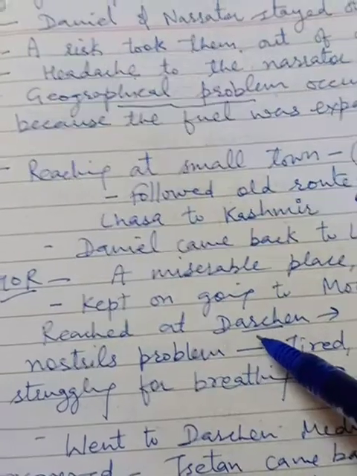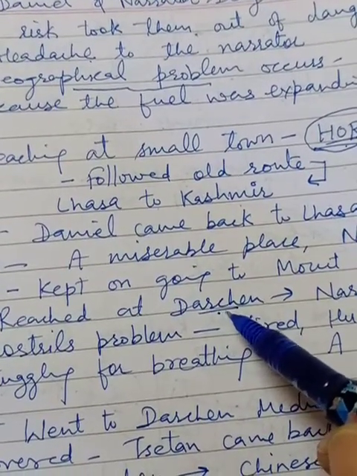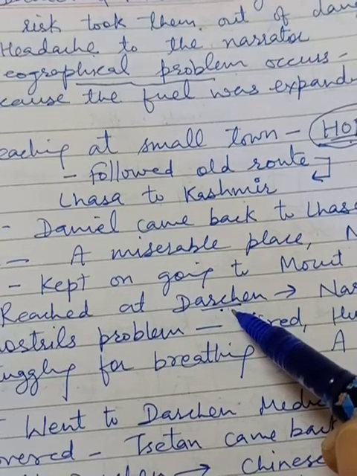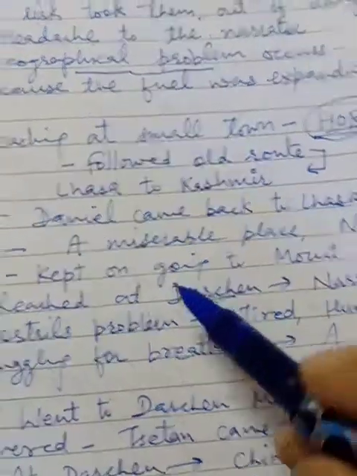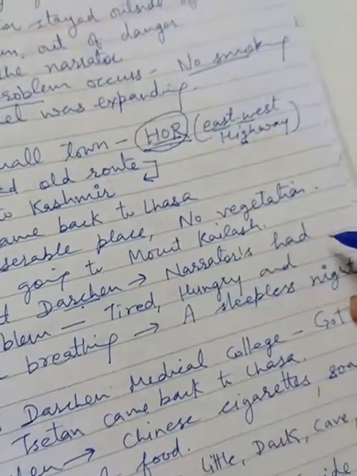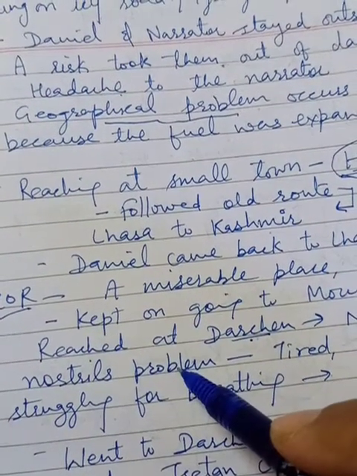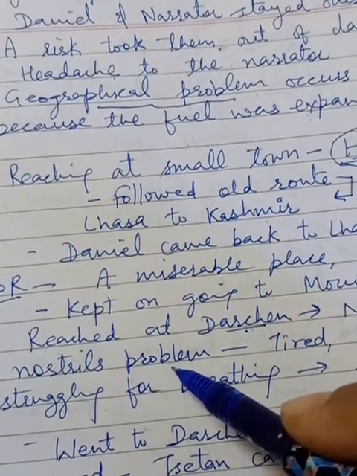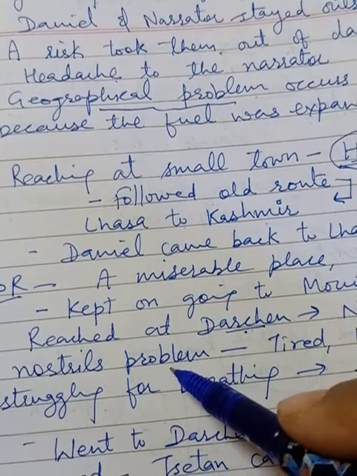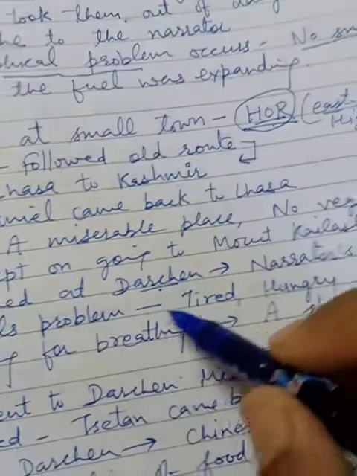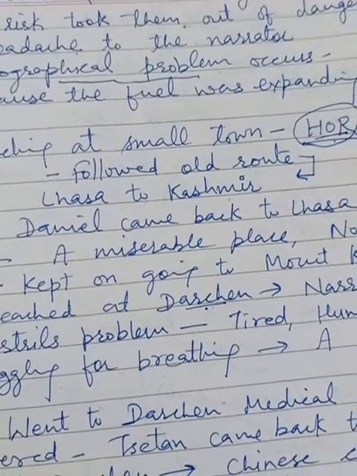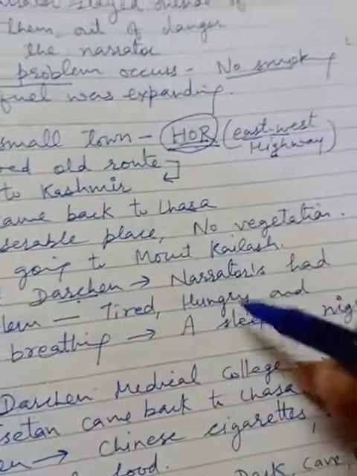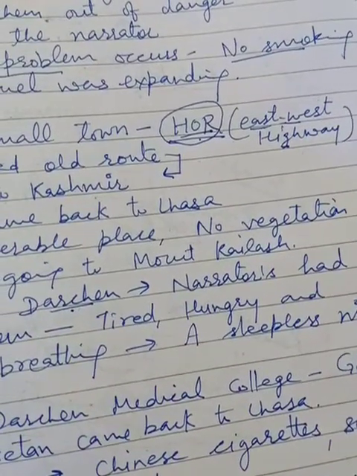And next was Darchan. At Darchan, the narrator faced a great problem due to temperature and some physical disturbance. When they reached Darchan, the narrator had a nostril problem: due to cold he could not breathe properly. One nostril was closed totally. He was tired, he was hungry, and struggling for breathing because his nostril was totally closed. So he faced a great problem in breathing, and he spent a sleepless night in Darchan.